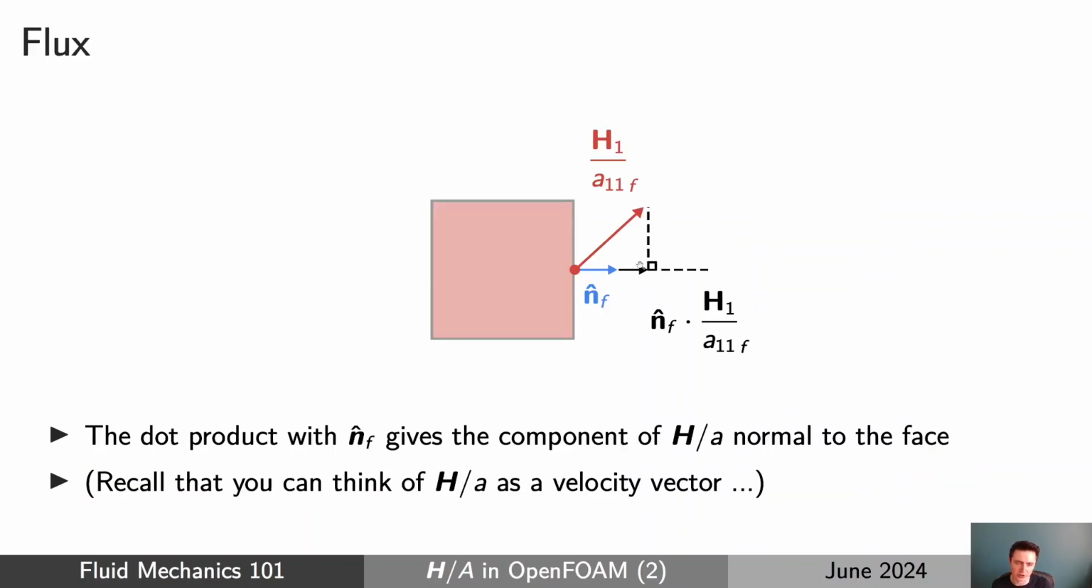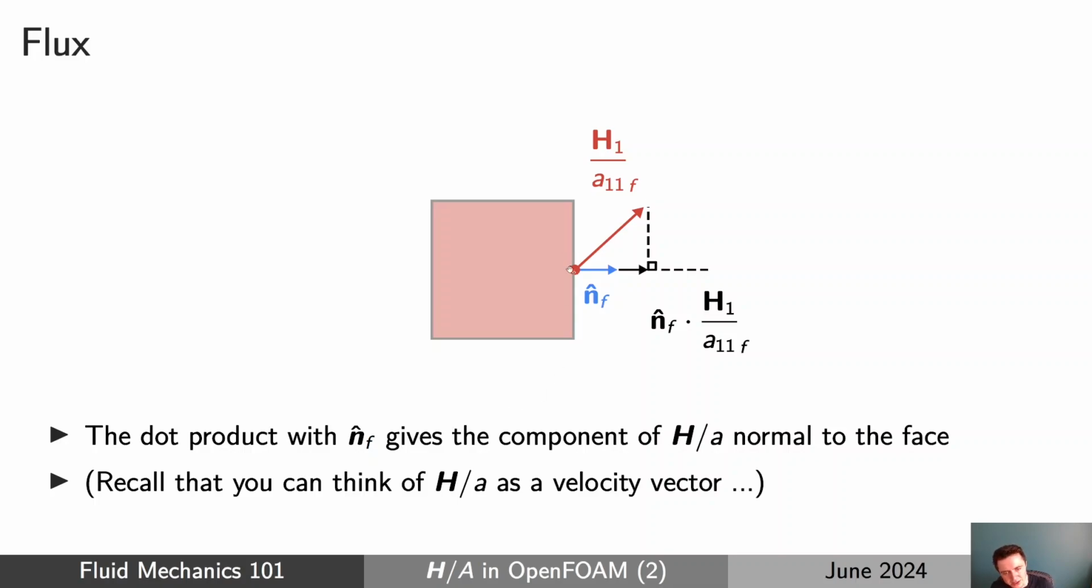So the next thing we do, once we have HbyA at the face center, is we take the dot product with the unit normal vector, which I've shown here in blue, and that gives the component of the vector HbyA which is normal to the face. And it's this component which transports quantity across the face. And throughout all of this, I always think it's really helpful to think of HbyA as a velocity vector. You can think of it as a pseudo-velocity vector or a partial velocity vector that's almost equal to the real velocity vector, but there's some difference.